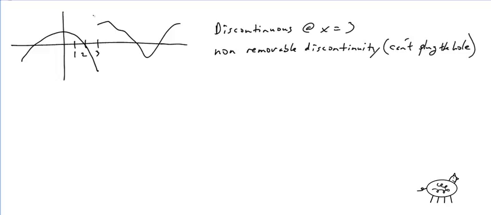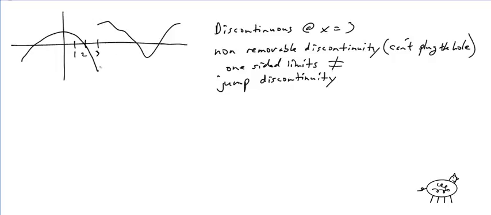All right, so we have this. That's a generic name for it, non-removable discontinuity. And another reason, just to say, is the one-sided limits are not equal. This is also called a jump discontinuity, because it jumps from one value to another. Okay? All right, let's try another graph here.